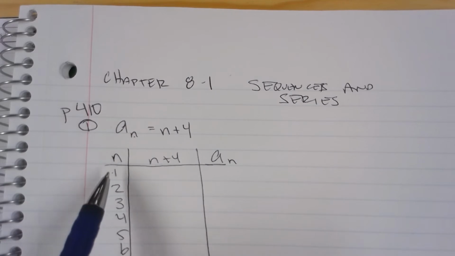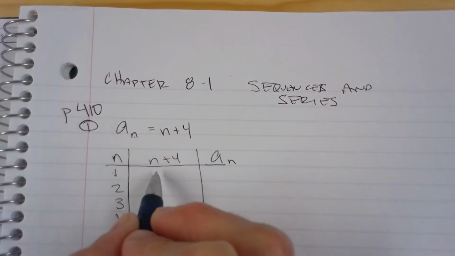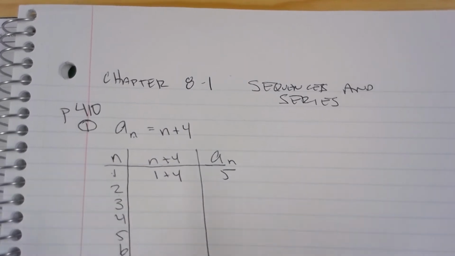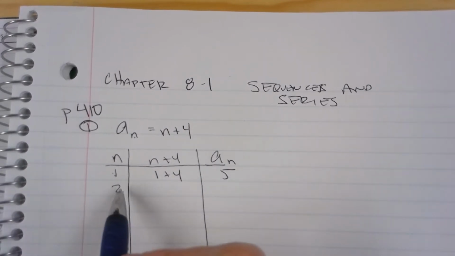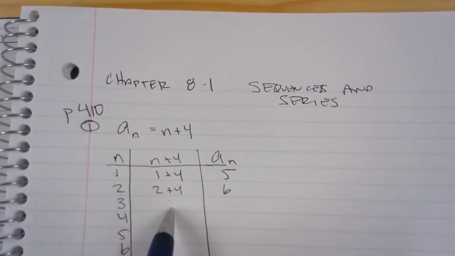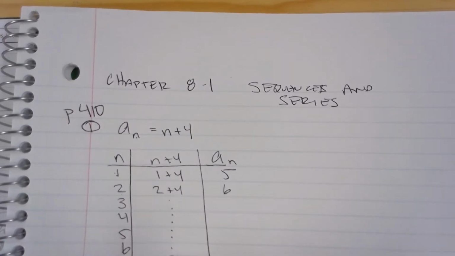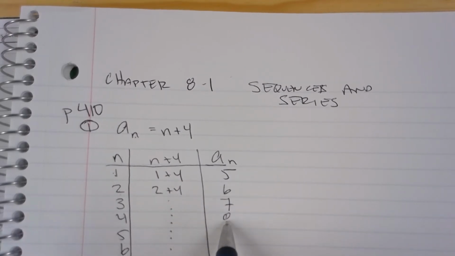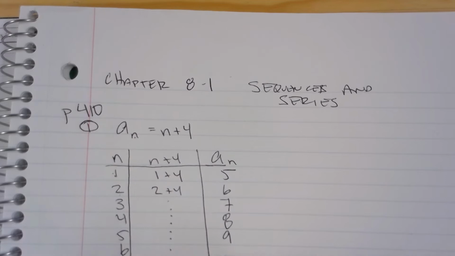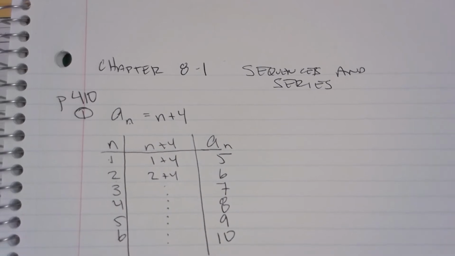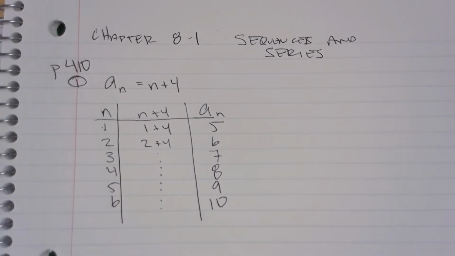So if I'm on the first term, my n is 1, and 1 plus 4 is 5. If I'm on the second term, the language is very important, then n is 2, and 2 plus 4 is 6. All right, I don't think that we need to actually fill in the middle part for this one. We get the idea. 3 plus 4 is 7, 4 plus 4 is 8, 5 plus 4 is 9, and 6 plus 4 is 10. So let's do one where we actually might need the middle column.